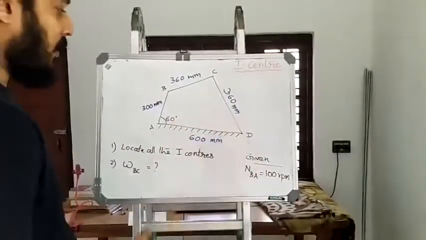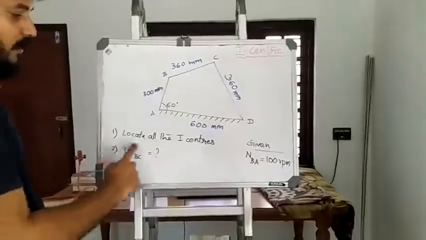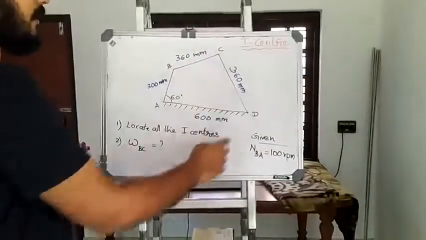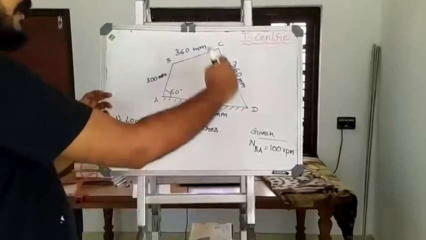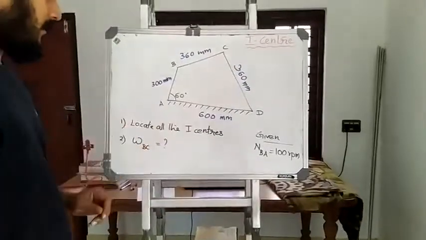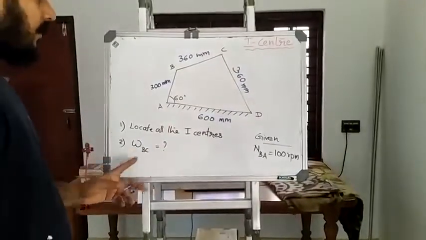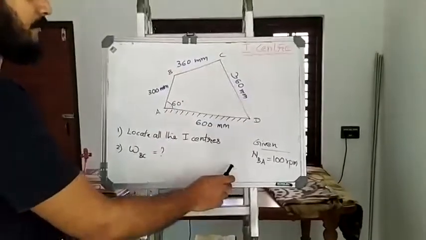Now you are asked to find two things. One is to locate all the instantaneous centers which can be found at this instant for this kinematic mechanism. Secondly, you are asked to find the angular velocity of BC.